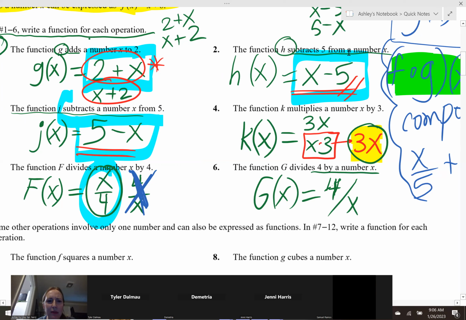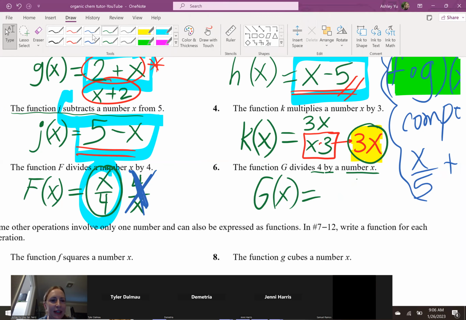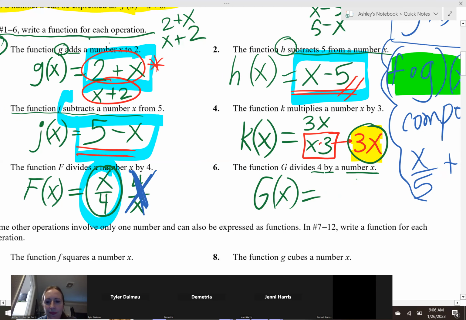Yeah, and I don't know why I wrote that one kind of sideways and the first one vertical. I should just write it regular. Yeah, with 4 over x. Let's see, 4 over x. And one thing I would mention is that in number 5 and 6, they say it divides something by another. So you could, if you wanted to, write number 5 as x divided by 4.